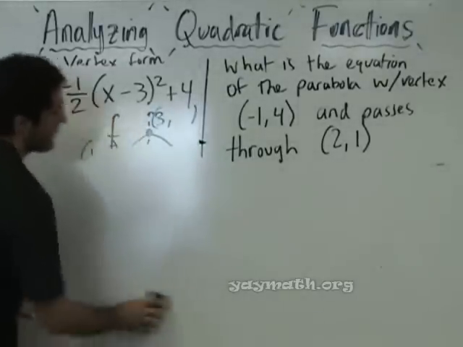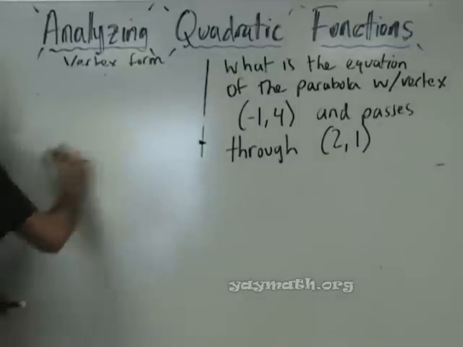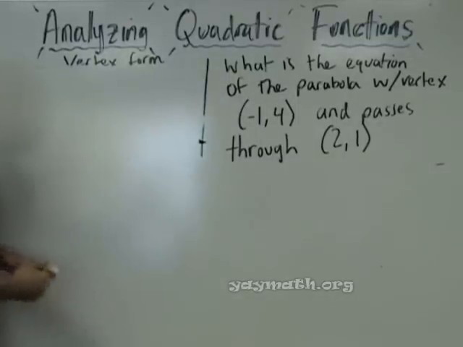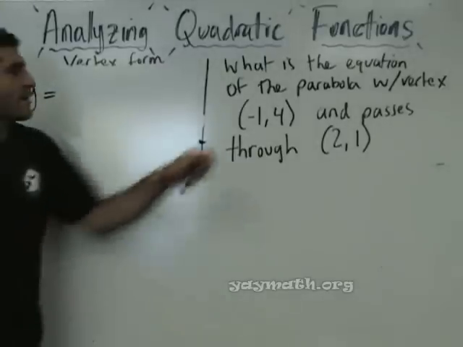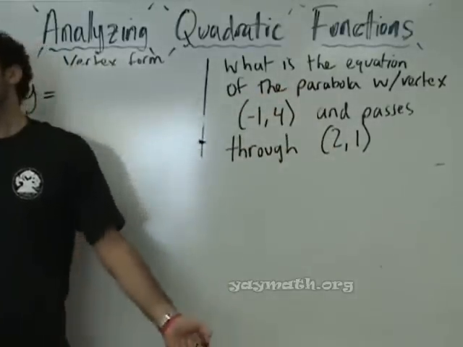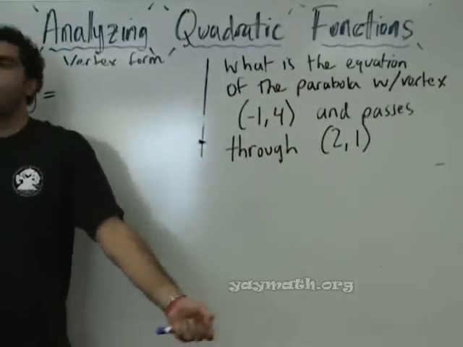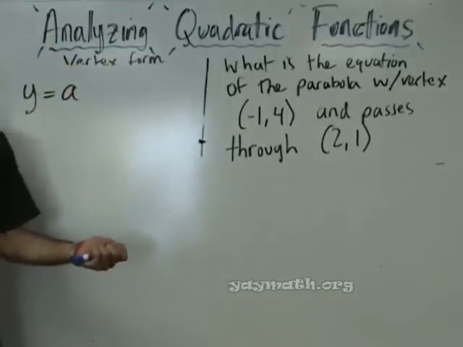Now, we know vertex form, how it works. Y equals. Looking at this, do we know what A would be? No. A could be 1, it could be 2, it could be a half. So let's just write A. We don't know what A is.